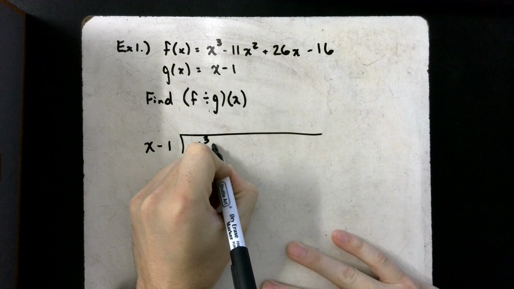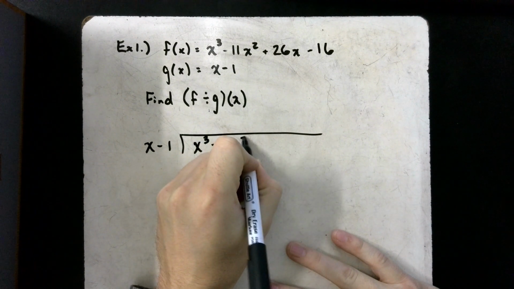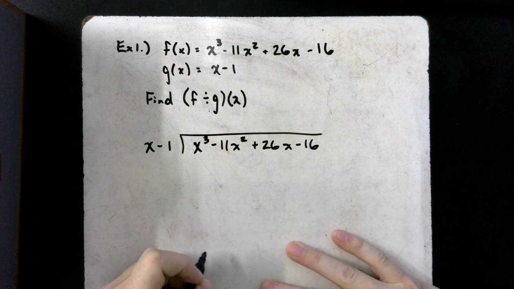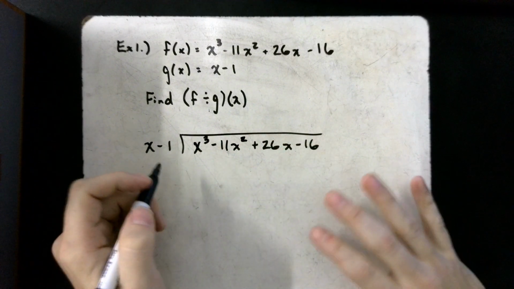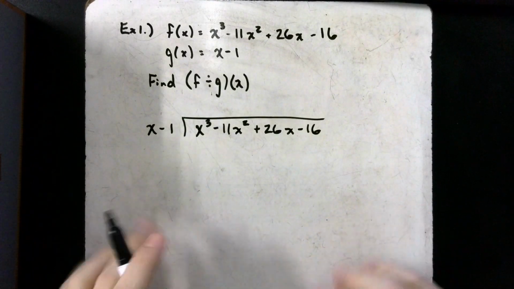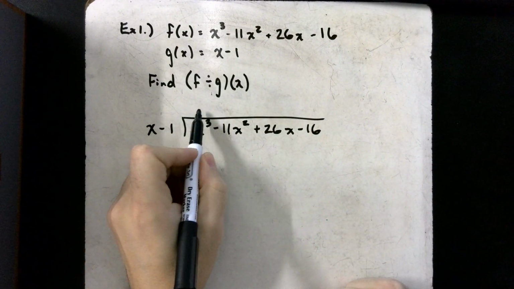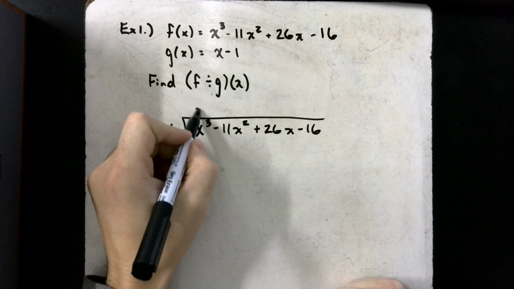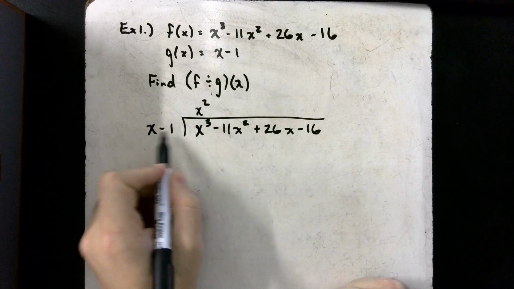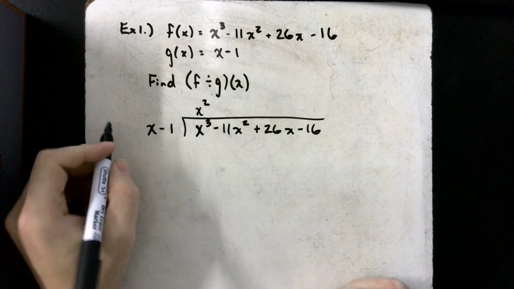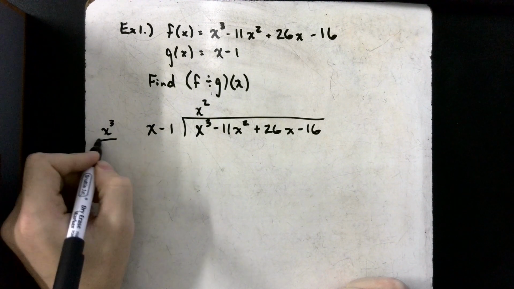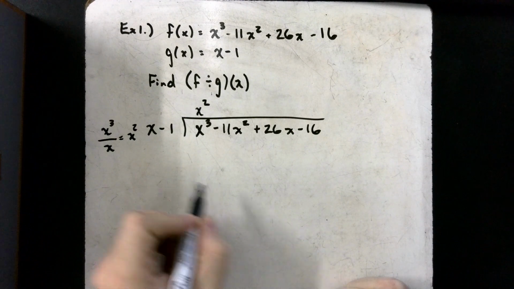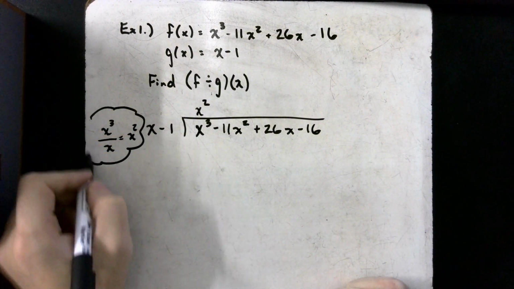So that's x cubed minus 11x squared plus 26x minus 16. When we get to this point, it's just like a normal long division where we will say what times x is x cubed. So this is x squared. You could also divide the first term into this. So we could say x cubed divided by x, and that would give me x squared, which goes up top. Okay, there's our little thought bubble.